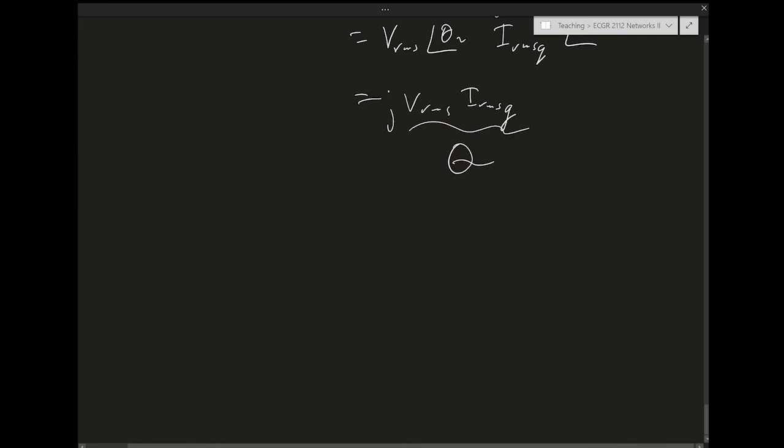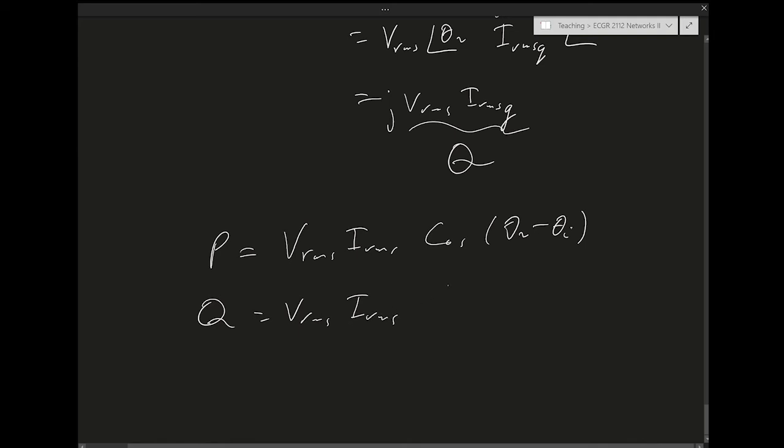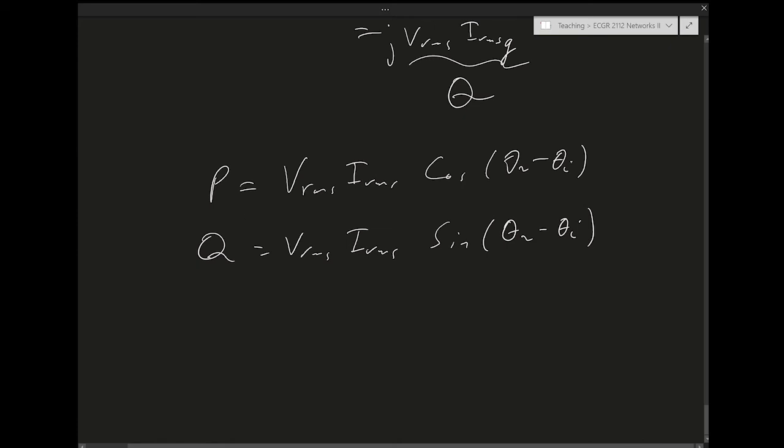Going back to the formulas, so we said what? Let's do P and Q. One basic relationship I want to give you, which is apparent really, but I just want to write it down: P equals V RMS I RMS cosine of theta V minus theta I, and Q equals V RMS I RMS sine of theta V minus theta I. What happens if I divide those two equations? I end up with sine over cosine, which is tan. So the tan of the power factor angle equals Q over P, right?